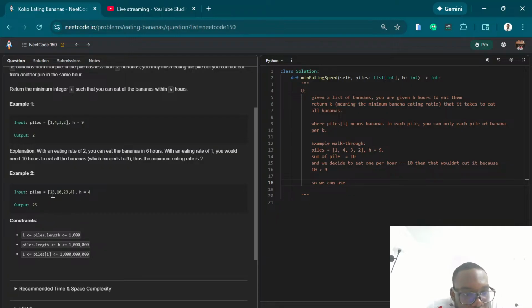So for example, we have 25, 10, 23, 4. So 25 plus 10, that's 35. 35 plus 23 is 58. 58 plus 4, that's 62. So obviously we can't do 1 per hour because that'll be way ahead. So we need 4. We need at least that, right? So if I do 62 divided by 4, what would that give me?